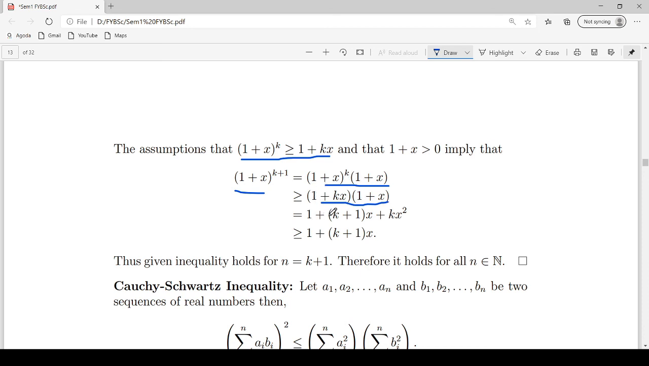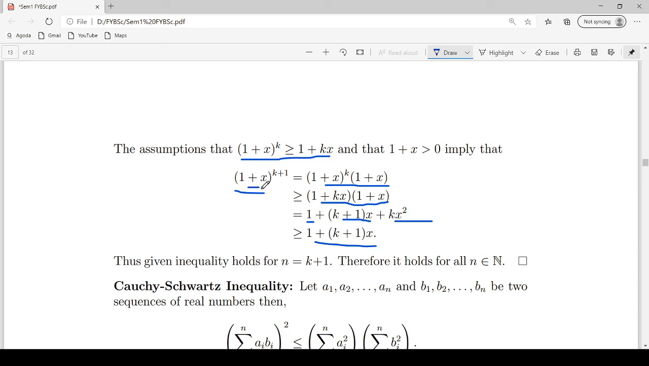So I will have 1 into 1, which is equal to 1. Then 1 into x plus kx into 1, which is equal to k plus 1 times x. And then I will have kx into x, which is kx squared. Now k is a natural number, therefore it is greater than 0, and x squared is always greater than or equal to 0, because we know that the square of any real number is greater than or equal to 0. So kx squared is greater than or equal to 0. Therefore I can say 1 plus k plus 1 times x plus kx squared is greater than or equal to 1 plus k plus 1 times x. And that is what you wanted to prove.